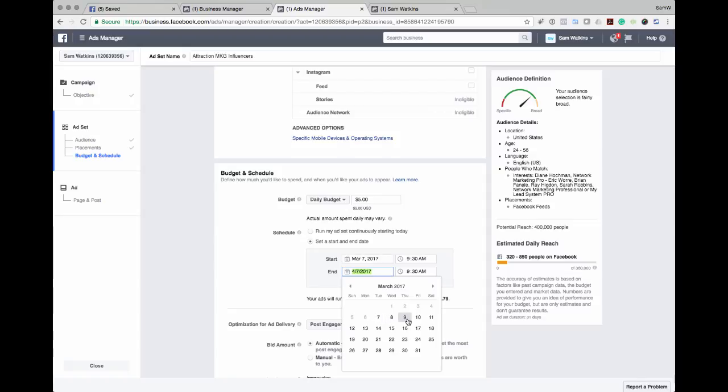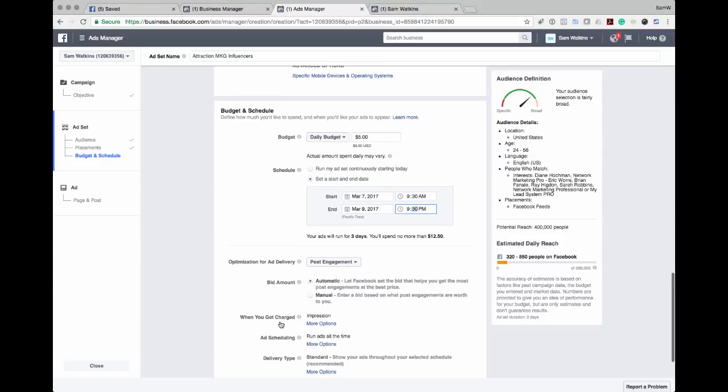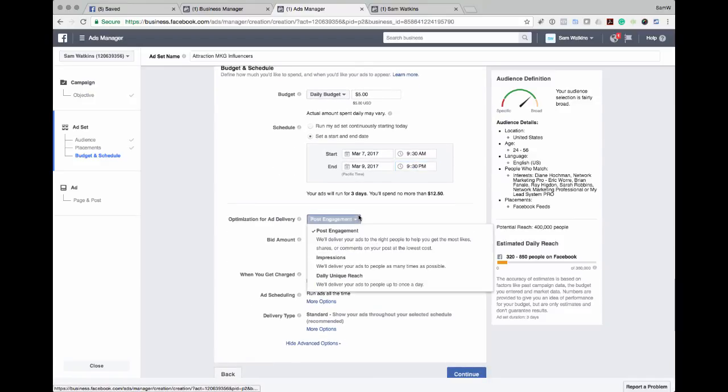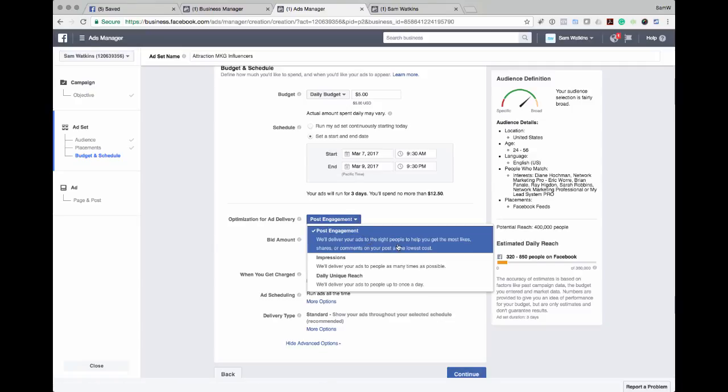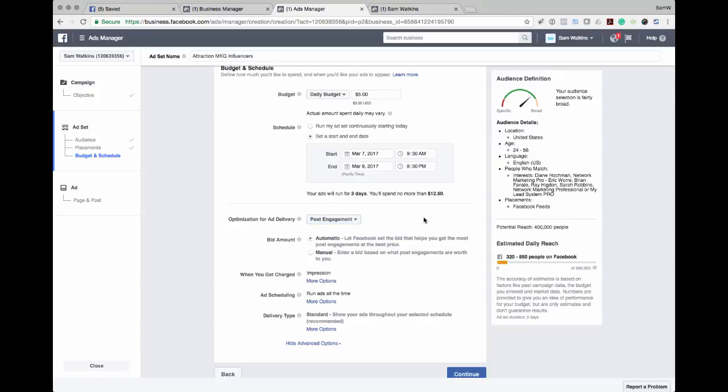I'm going to run this until Thursday the 9th at, let's do 3:30 p.m. So I will spend no more than $11.25 on this thing. Actually, let's go to 9:30 p.m. All right, bid. I want post engagements. They're going to deliver the ads to the right people to get the most likes, shares, and comments. Excellent.